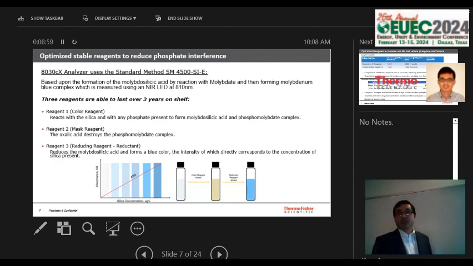To deal with the phosphate interference, we don't want to measure any phosphate. We use a masking reagent that will break off, destroy the phosphomolybdate complex, and then we use a reducing agent to turn the remaining molybdosilicic complex to blue form. It's hard for me to pronounce, but anyway, this is what will get measured and is correlated to the concentration of silica present.